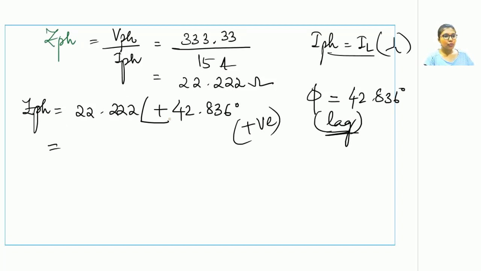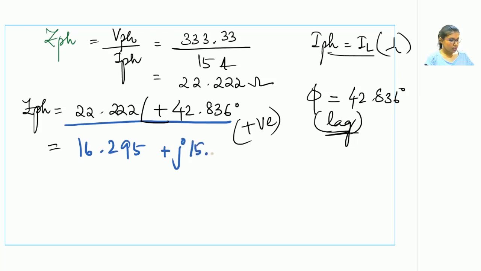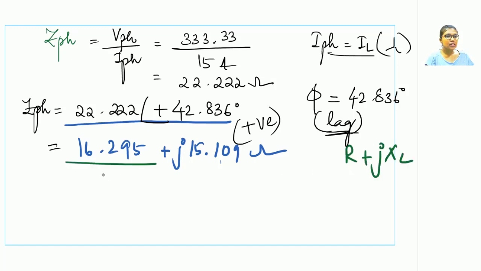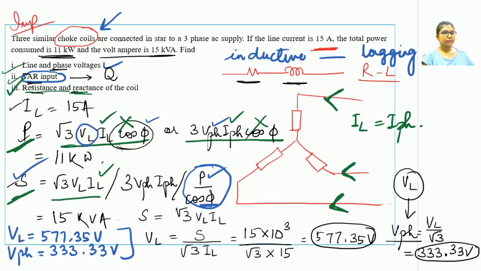Now expand this polar form into the rectangular form. It comes out to be 16.295 plus J times 15.109 ohms. So they are in the same form as R plus J XL. So equating both the sides, this is the value of R and this is the value of XL. So with this we have solved the third bit as well. So this comes to the end of this question.